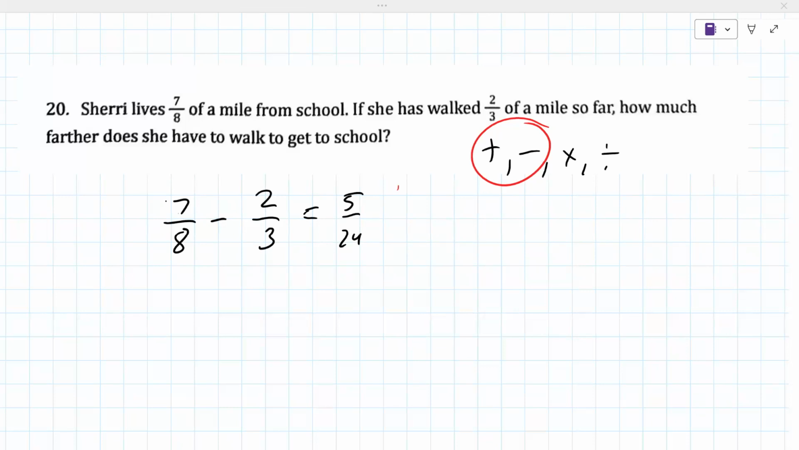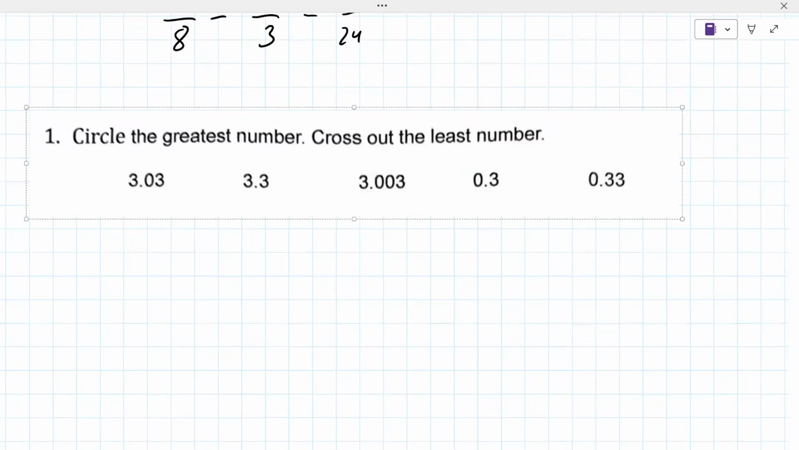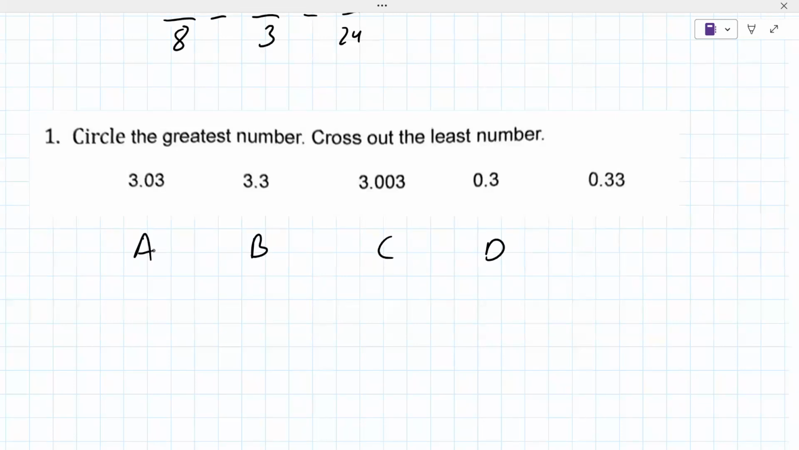Have you tried any of these problems? If you haven't, I'm just asking. Circle the greatest and cross out the least. So let's label them A, B, C. The greatest is A. Sorry, it's B. Okay. And the least is D. Okay, agreed, except you have to cross that one out. Yeah, I would have circled it.